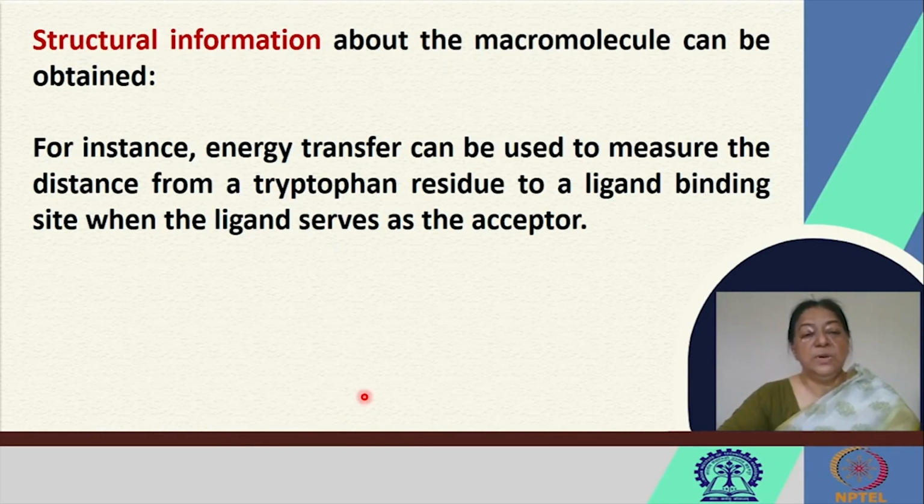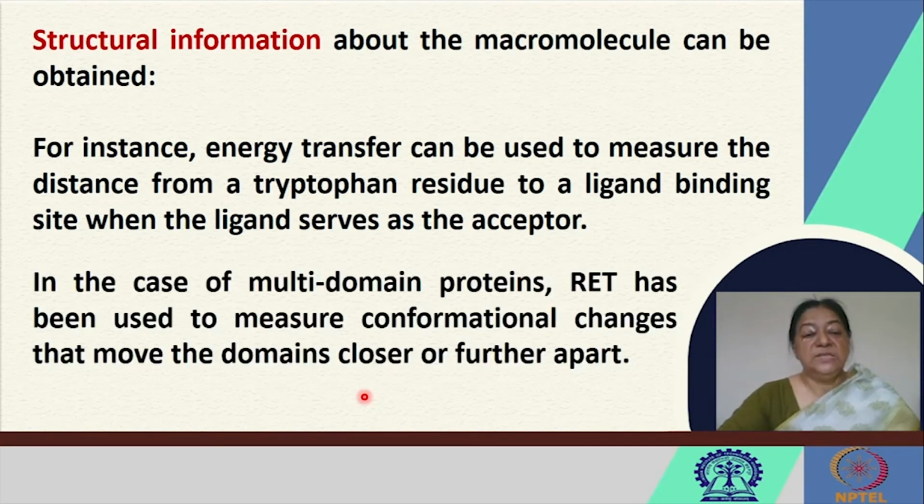For instance, if we look at the energy transfer, we can measure the distance from a tryptophan residue to a bound ligand, where we can look not only at the fluorescence emission quenching, but also at resonance energy transfer. And in the case of multi-domain proteins, this resonance energy transfer can be used to measure conformational changes that move the domains closer or further apart, depending upon the donor-acceptor distance.